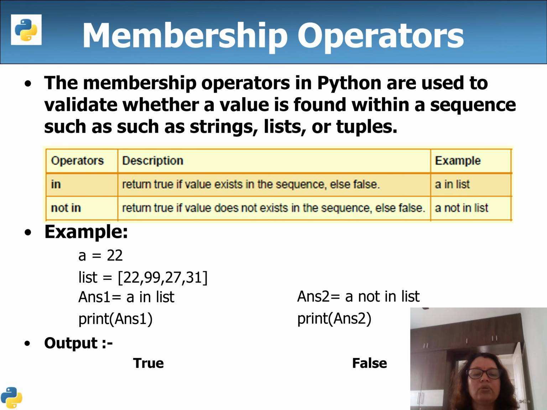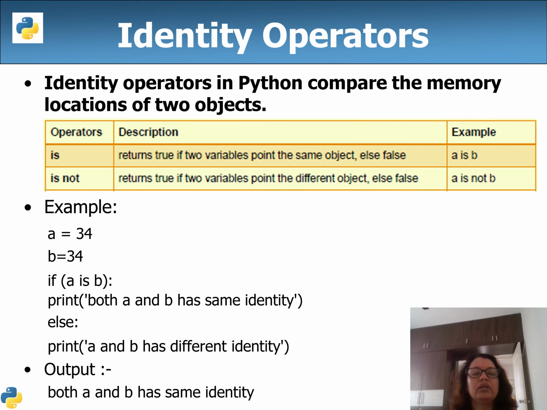Example here is A is equal to 22. The list I have taken is 22, 99, 27, 31. Answer 1 is equal to A in list. So what will it return, true or false? A is 22, and we check whether 22 is present in the list, yes or no. If it is present, it will return true. If it is not present, it will return false. Here the example is A not in list. A is there in the list, that's why it will return false.